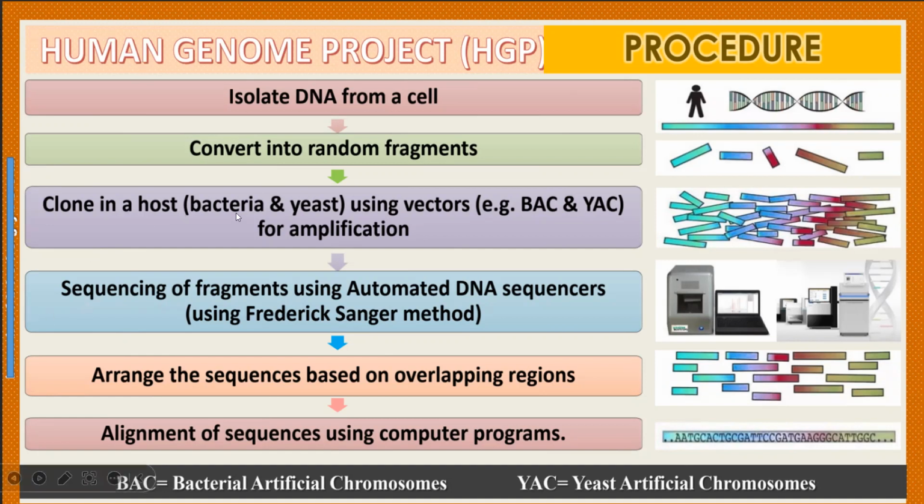Then sequence the fragments using automated DNA sequencers using the Sanger method. So using a computer, they will sequence the DNA. Then arrange the sequences based on overlapping regions. Here they have made cut pieces, inserted them in bacteria, made many copies, then sequenced these pieces. All of them are separate. Now you have to join them. There will be something called overlapping regions. The regions which overlap each other, they can join.